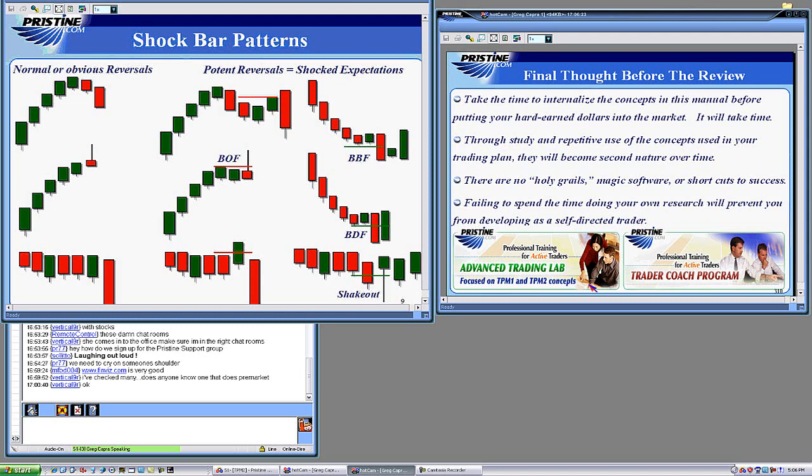Labs, the advanced lab, incorporates TPM1 and TPM2. It reinforces what we've discussed on a real-time basis. Coaching. If you're not in coaching every single week, you are not doing what you need to do to learn this. It's part of the program, and there's no reason not to be there, if you have the time.